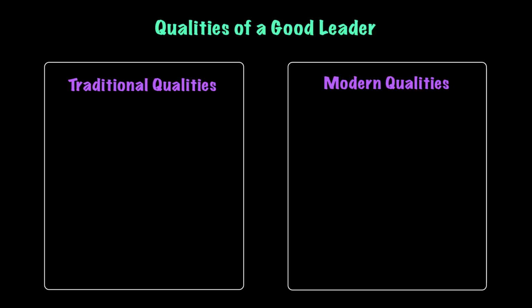So what makes a good leader? Well, there are certain qualities that must be there in a leader that are of the traditional nature and some that are more modern. So what are the traditional qualities? Well, first of all, your leader should be decisive and controlling. You're responsible for the company's objectives. You've got to make sure that your team's working smoothly.